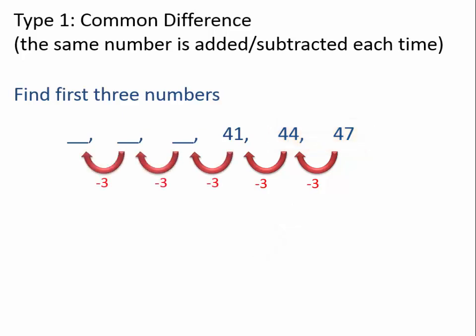Well, what's 41 take away 3? It's 38. Take away 3, 35. Take away 3, 32. So my answer will be 32, 35, and 38.